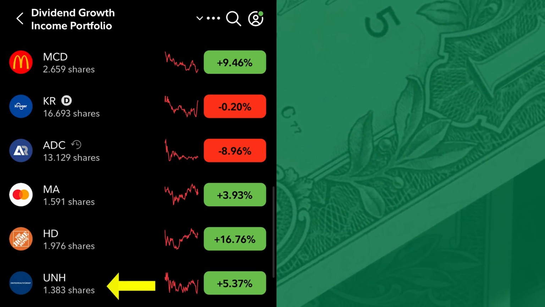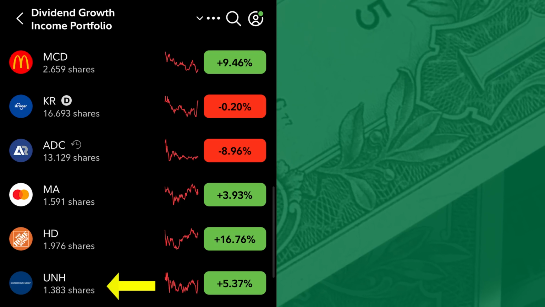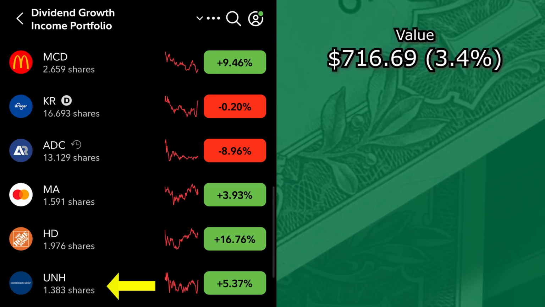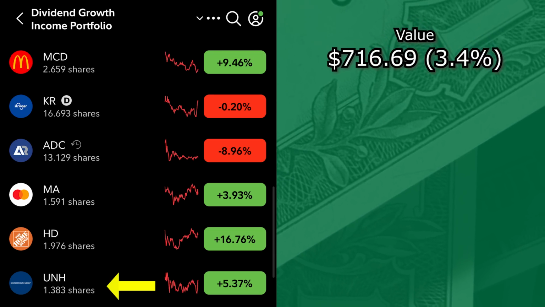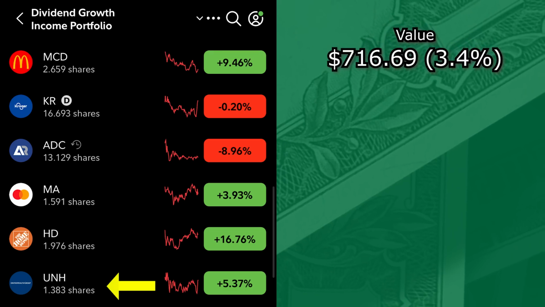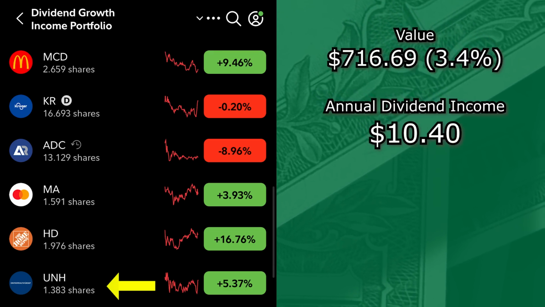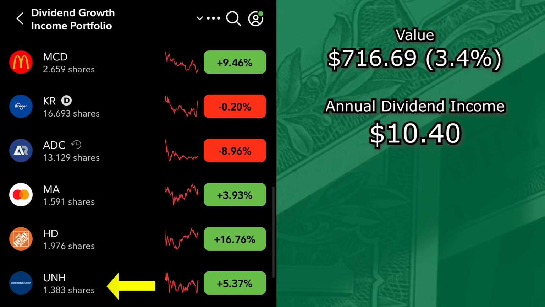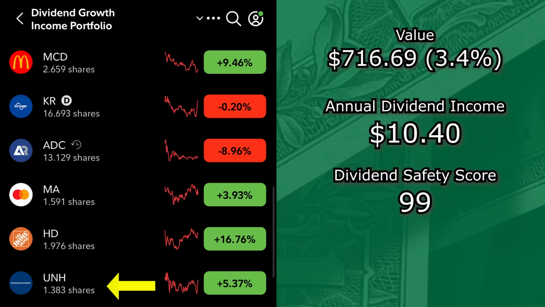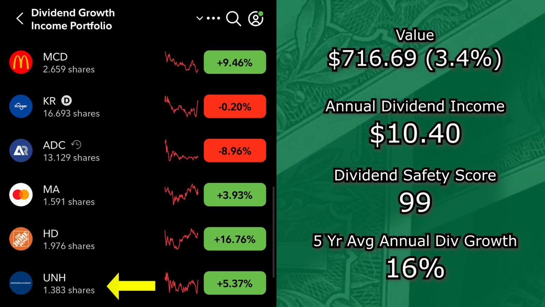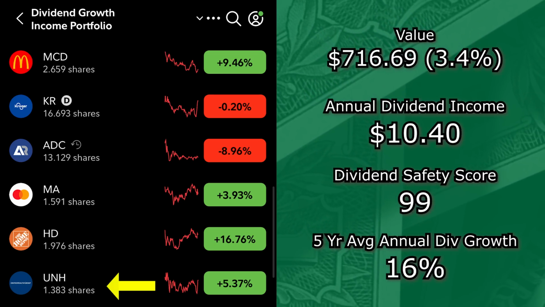Next, I have United Health, ticker UNH. This is a massive diversified healthcare company. I have about 1.383 shares of UNH, valued at $716.69, making up 3.4% of the portfolio. I am up about 5.3% on this investment, and it also pays me about $10.40 in annual dividends. Now, shares are yielding about 1.45%. UNH has a Simply Safe Dividend Safety Score of 99, a 5-year average annual dividend growth rate of 16%, with their latest raise last June at 14%.